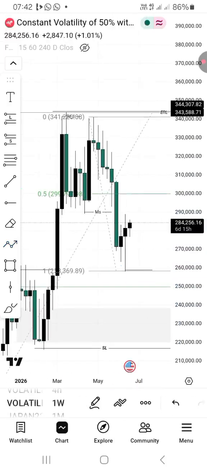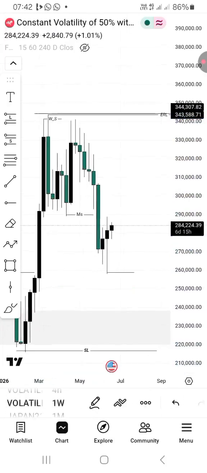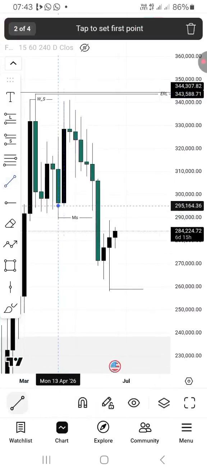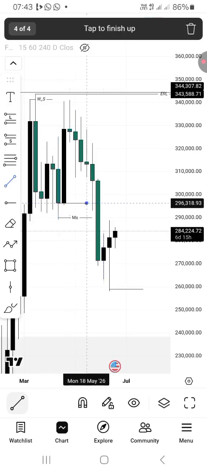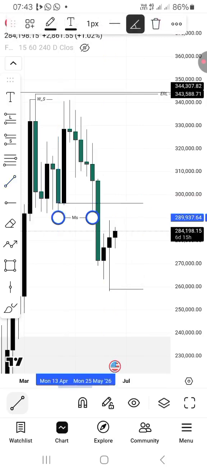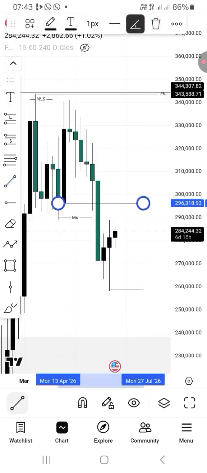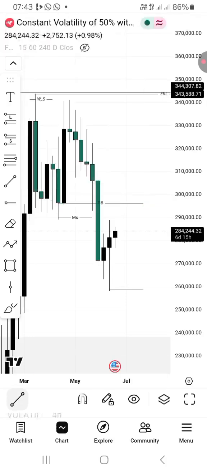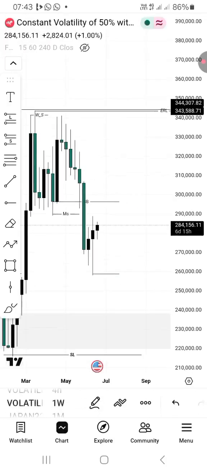Now if you look closely, let me take this off so that the chart will be clean. So if you look closely now, there's a breaker block here. This other block that was invalidated is a breaker block formation. There was a breaker block formation there, that one that was invalidated.